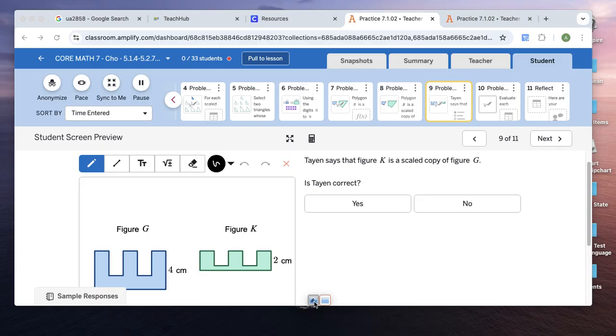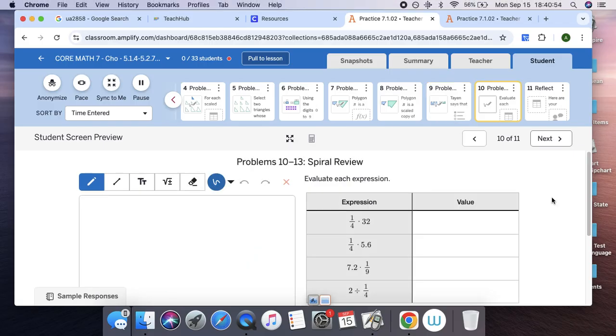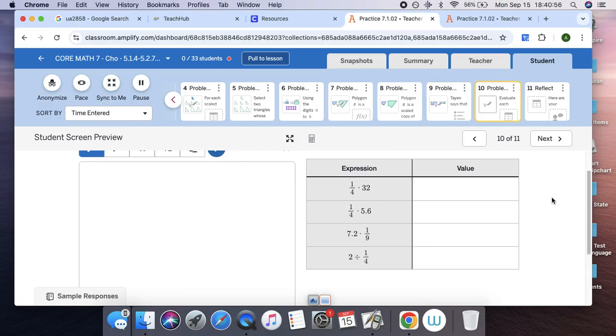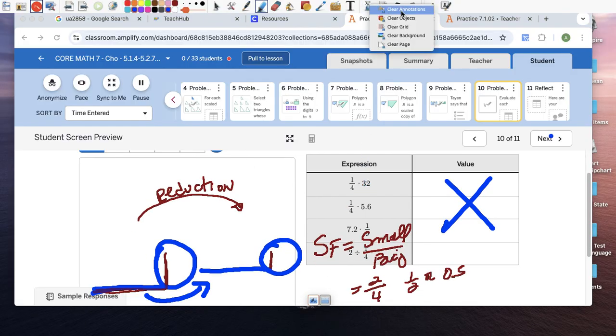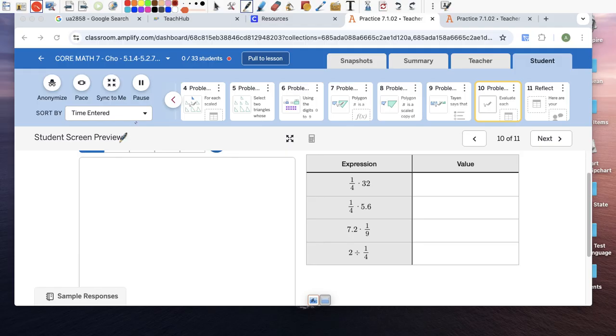Oh my god. 10. Okay. This one is just a spiral, a little practice. So how do you multiply 1/4 times 32? Well, I'll do it over here. So 1/4 times 32, if you wanted to, you can put the 32 over 1. How do we multiply fractions? You multiply across. 1 times 32 is 32. 4 times 1 is 4. But we can simplify that. 32 divided by 4 is simply 8. That's one way of doing it.